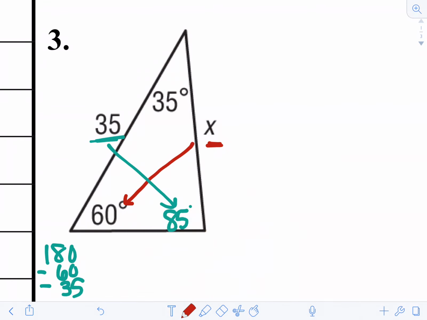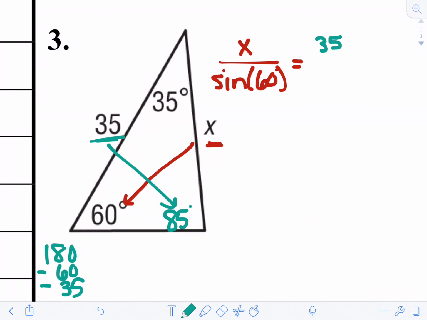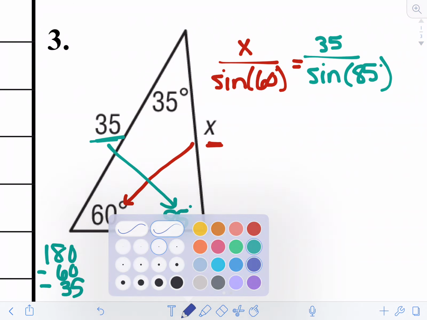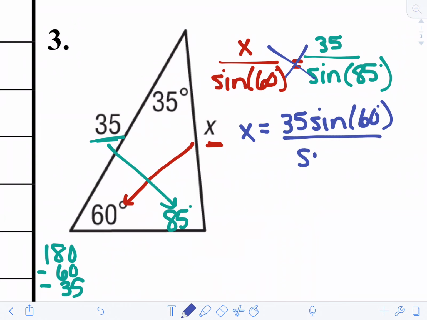So now I can set up my proportion. X over sine of 60 is equal to 35 over sine of 85. So then we just cross multiply. So you have x would equal to 35 times sine of 60. Divide that by sine of 85. And when you multiply and divide, round to the nearest tenth, you will get 30.4.